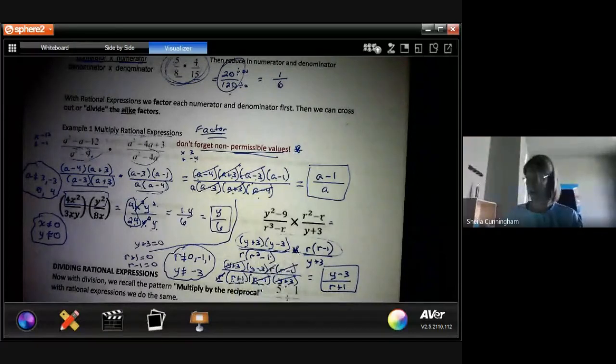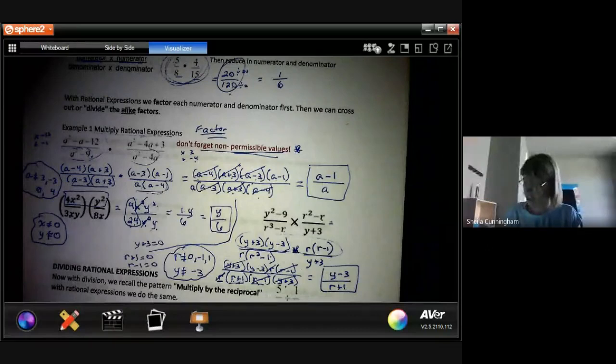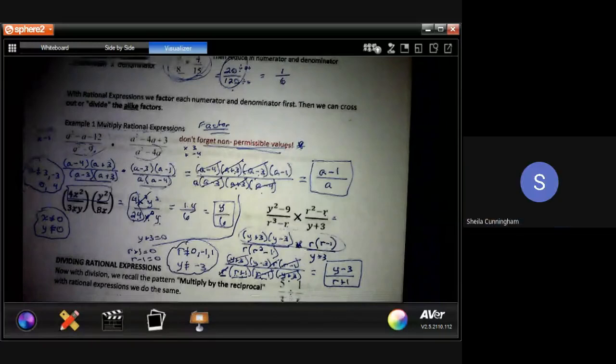So question for you, if everything cancels out, what do you have? Like, what would you write as an answer? 1. Yeah, you would have a resulting answer of 1, right? If you were able to cancel everything out of the numerator and everything out of the denominator, you would have a resulting answer of 1. Absolutely. Okay, questions on multiplying? Nope. It's pretty straightforward. Yeah.